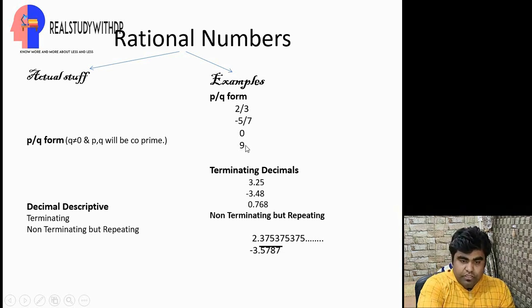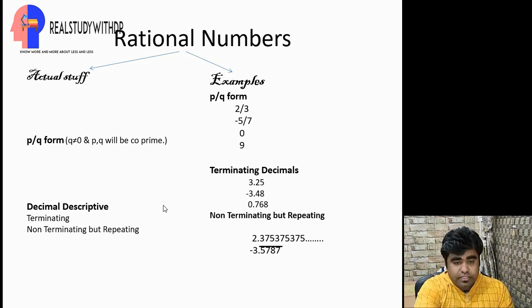As far as the 0 is concerned, 0 by 1 is itself a rational number. 9 is also a rational number, 9 by 1. So anything which does not have anything in the denominator, we consider it to be 1. That has been taught in 7th, 6th, 5th. So in the earlier classes you have already been taught this concept.